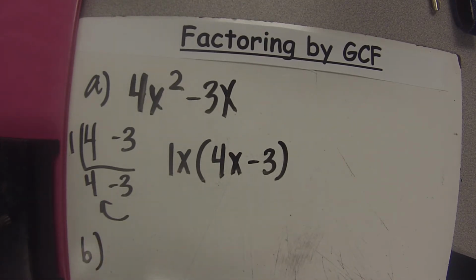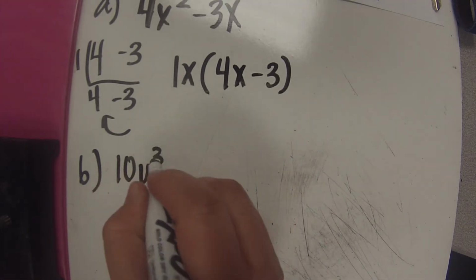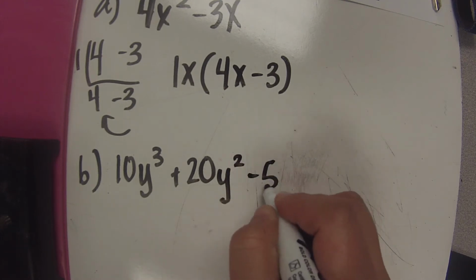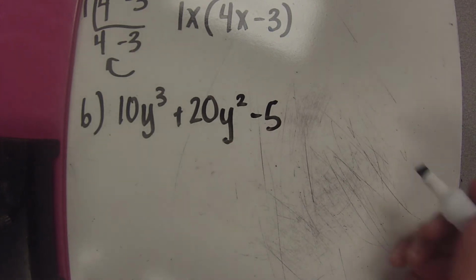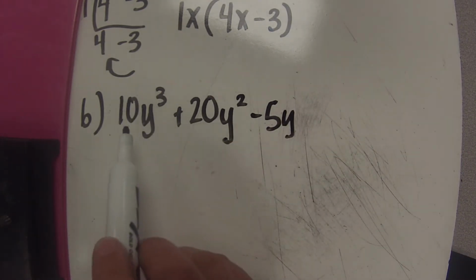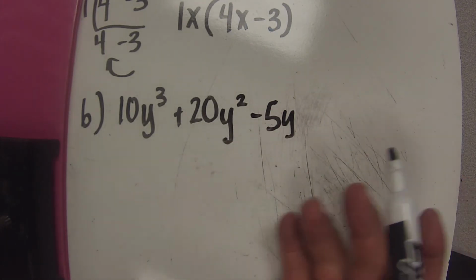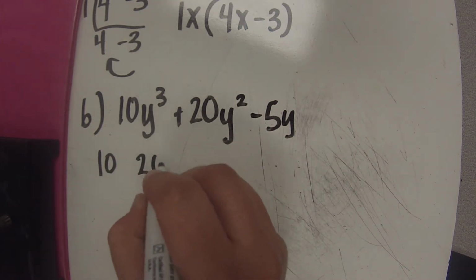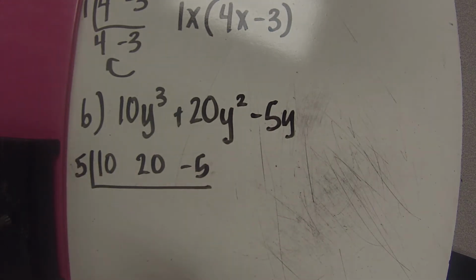Okay, look at b real quick. b is 10y cubed plus 20y squared minus 5y. Sorry. So what we have here, we know that each of these terms has a y variable, so we can factor the y out. We also can take the numbers and factor out a 5 from each of those.